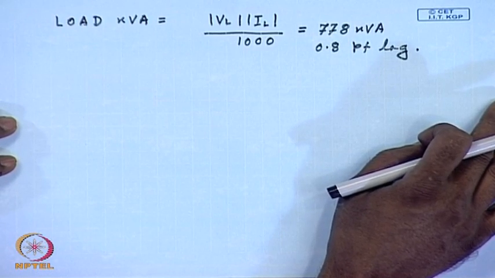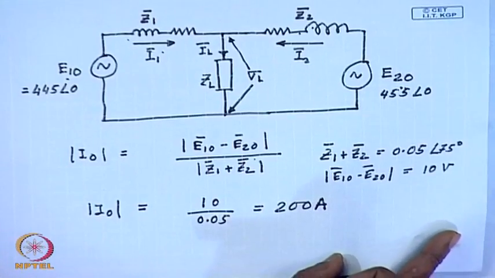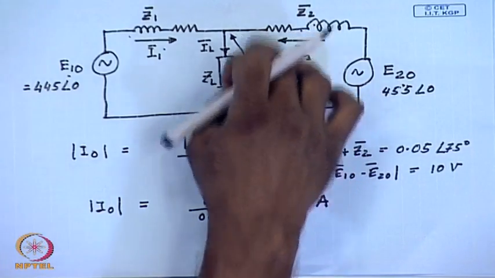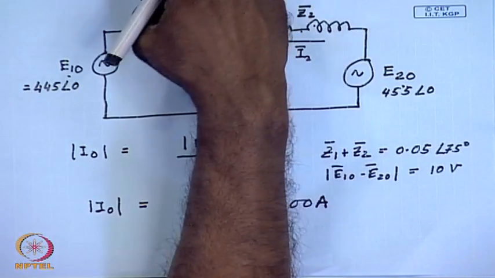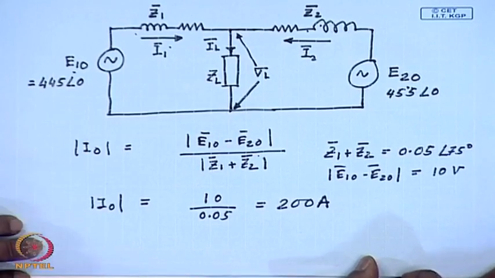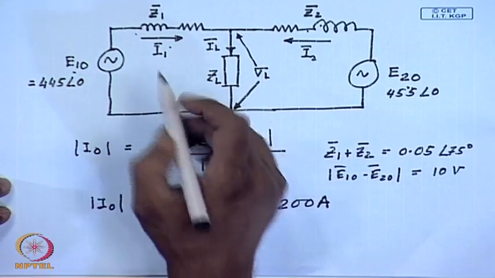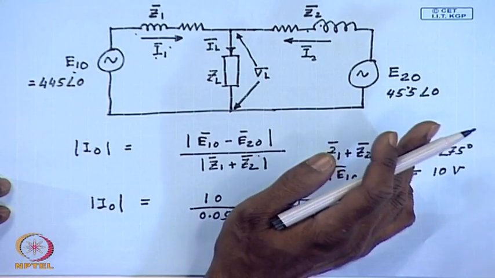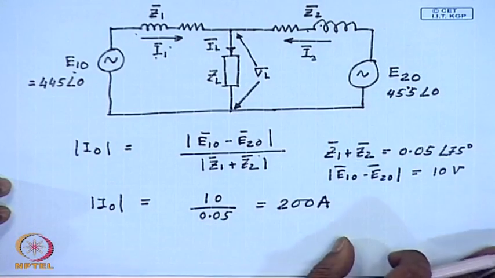The last part of the question pertains to finding out the kVA supplied by individual transformer. For that we will need to find out the currents supplied by individual transformers. Now that we know the VL phasor, we need not refer to the Thevenin equivalent circuit anymore and we can come back to the original equivalent circuit of the two transformers. We will find out the currents I1 and I2 and then find out the kVA supplied by them.